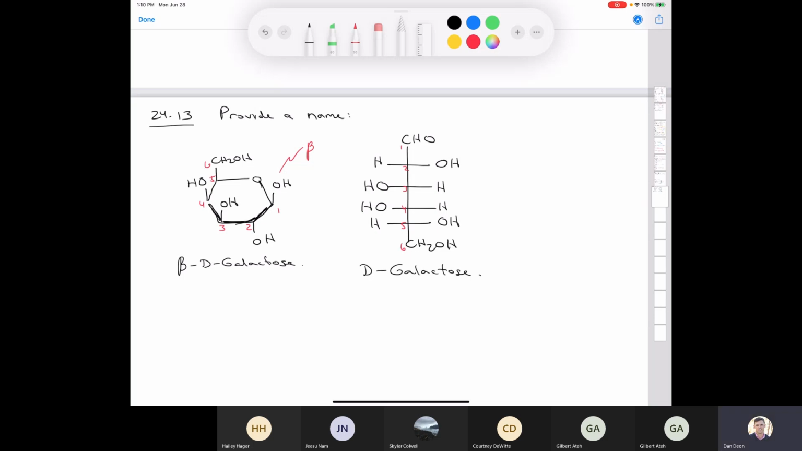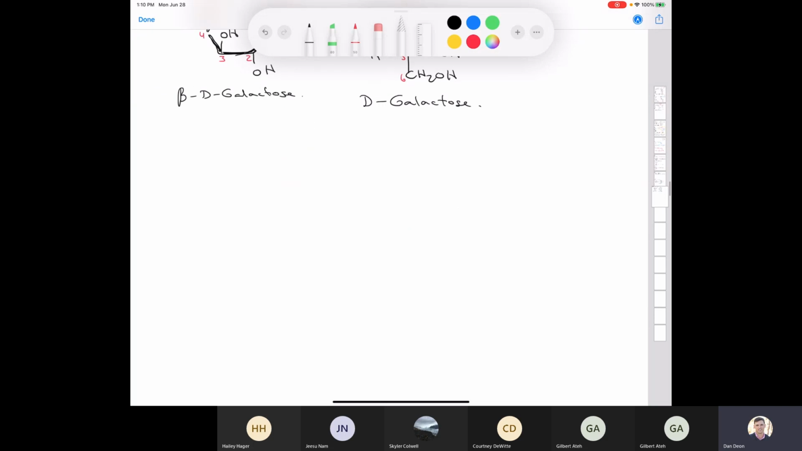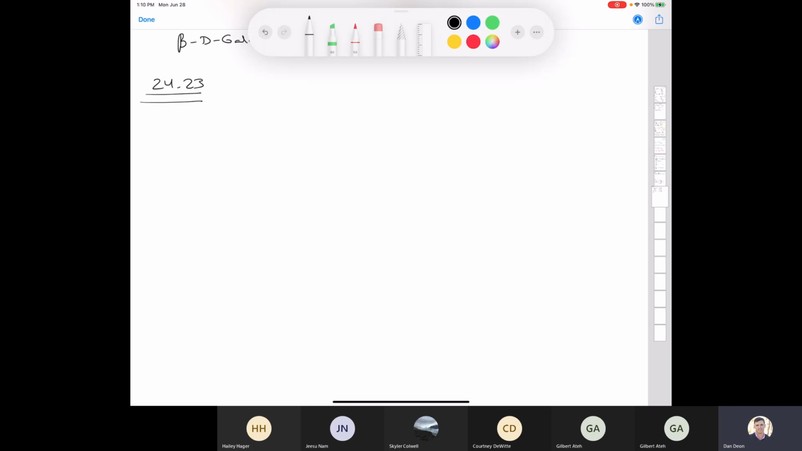I wanted to try question 24.23. Just let me find it in my book here. I wanted to try the first one at least. So this is question 24.23. Again, straight out of our textbook, it says, draw the product obtained when each of the following compounds is treated with acetic anhydride in the presence of pyridine.